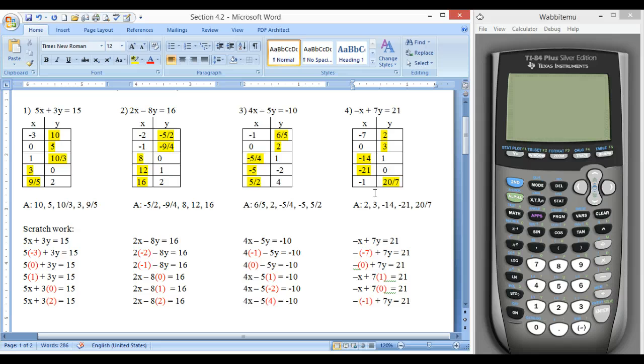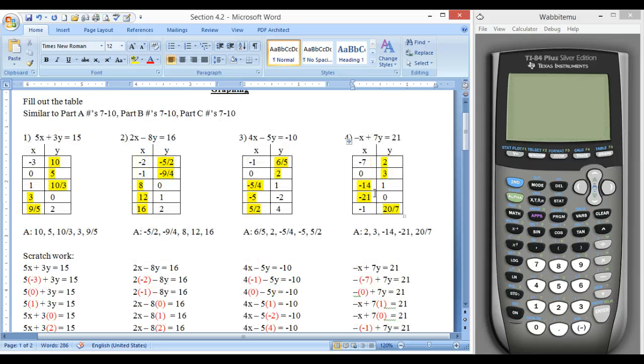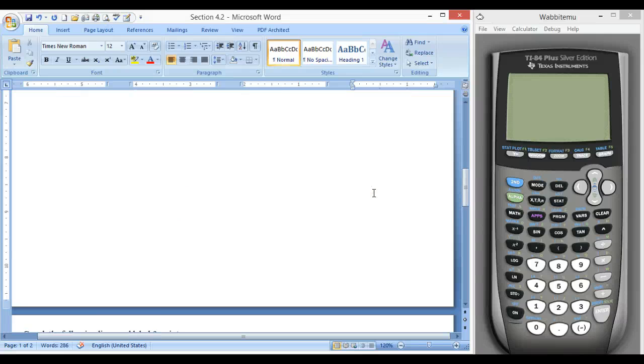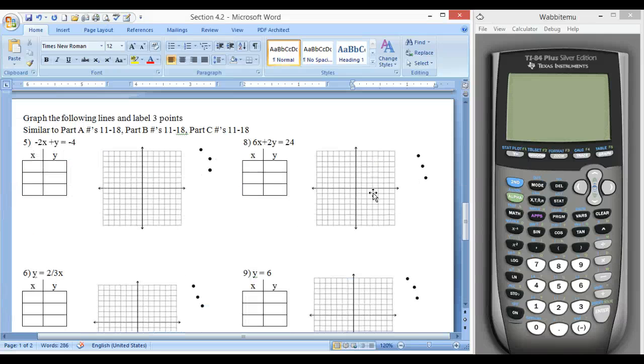So that's how we fill in the tables, similar to numbers 7 through 10 on each of these sections. Now moving on to the next part, graph the following lines and label 3 points. So the first thing we need to do is similar to what we did in the previous part, except in this case I get to choose.